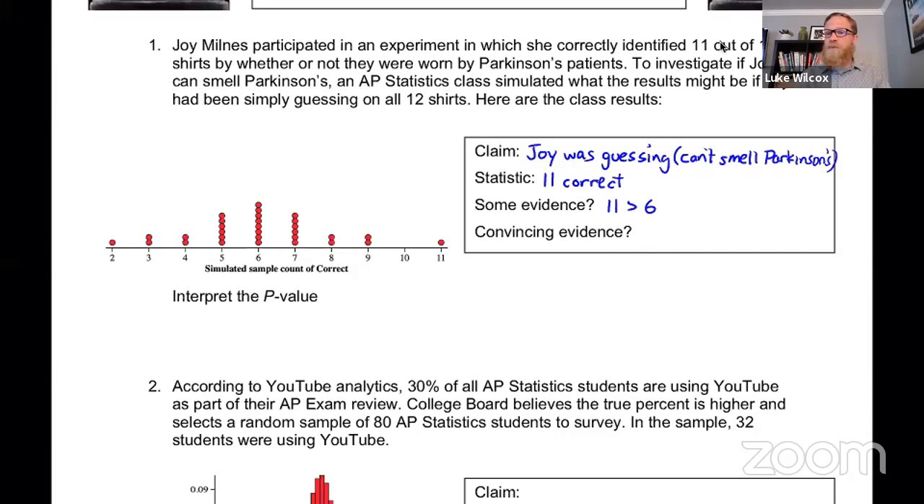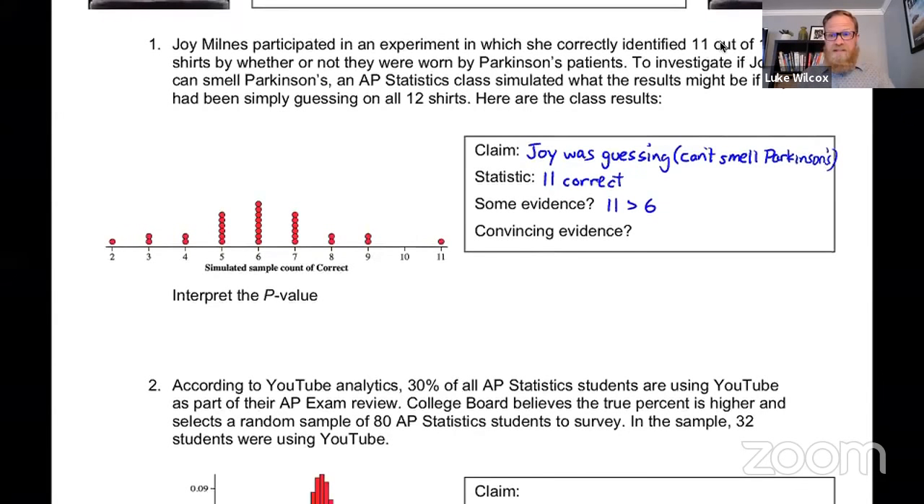The next question is whether we have convincing evidence. In order to answer that question, we have to have a p-value. We have to know how likely it is that we could have seen this observed result purely by chance. Then we can make a decision about whether or not we have convincing evidence. So we are going to use the dot plot here in order to estimate our p-value. And we just have to understand what each one of those dots represents.